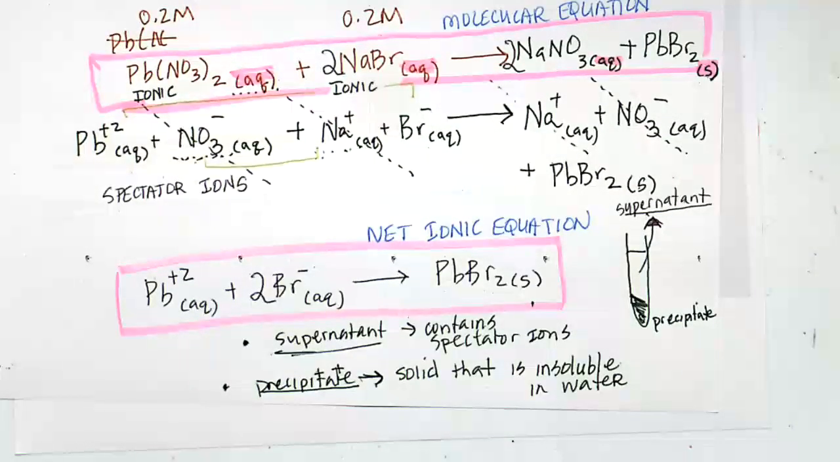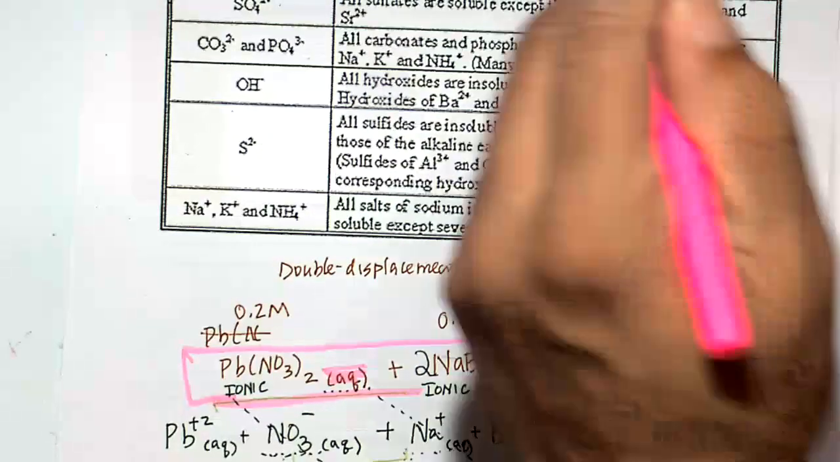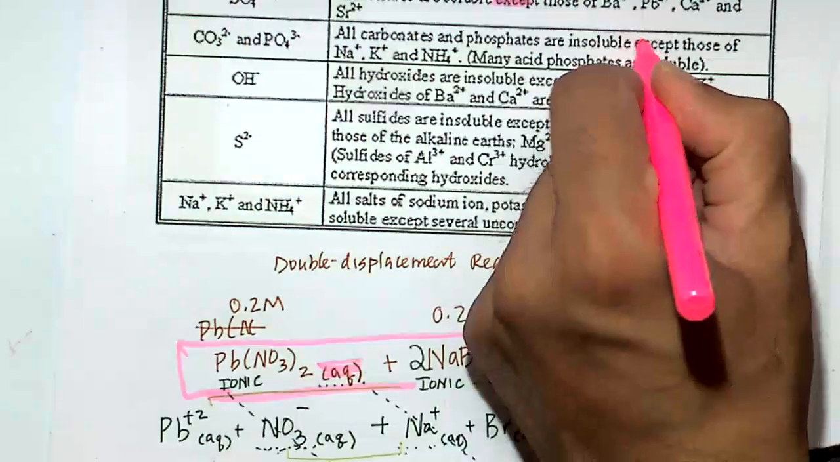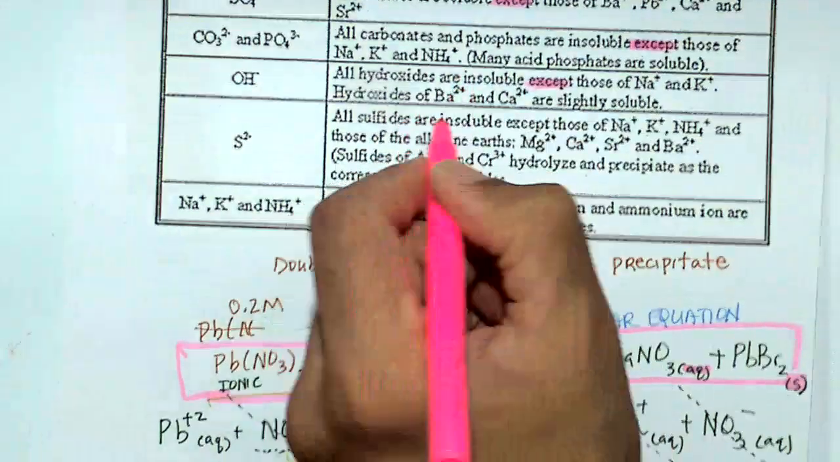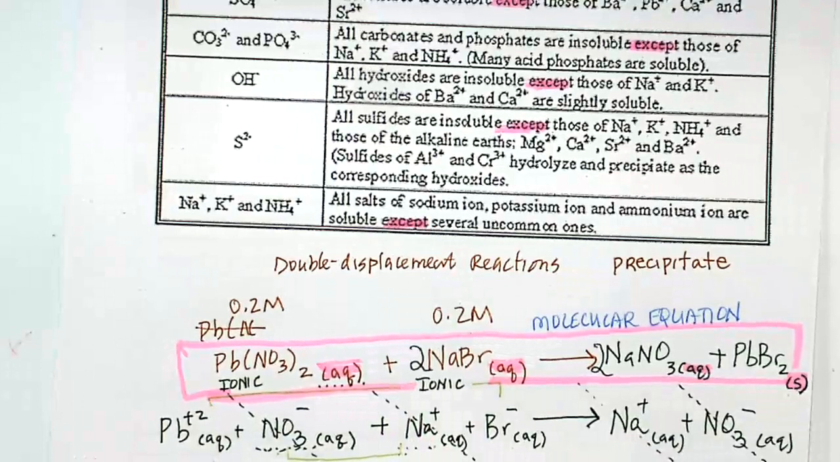So this is an example of a double displacement reaction. Okay, so bring this to the exam so you'll know what is soluble and insoluble. We know all nitrates are soluble, but the other things, we don't want to memorize all of that. And also be careful about the exceptions.